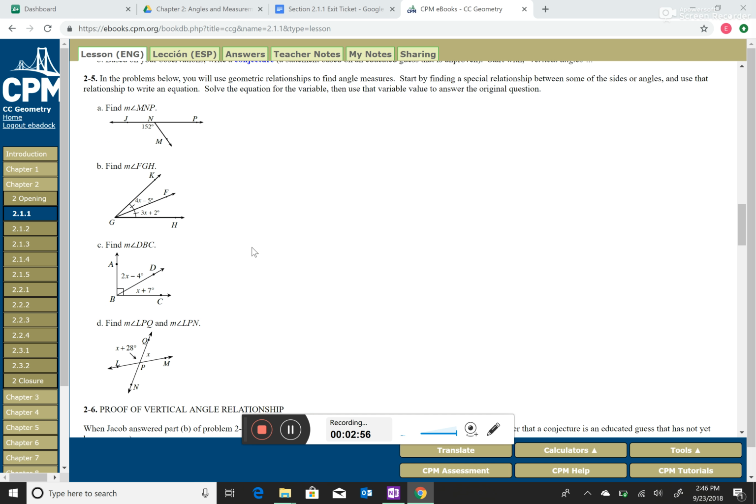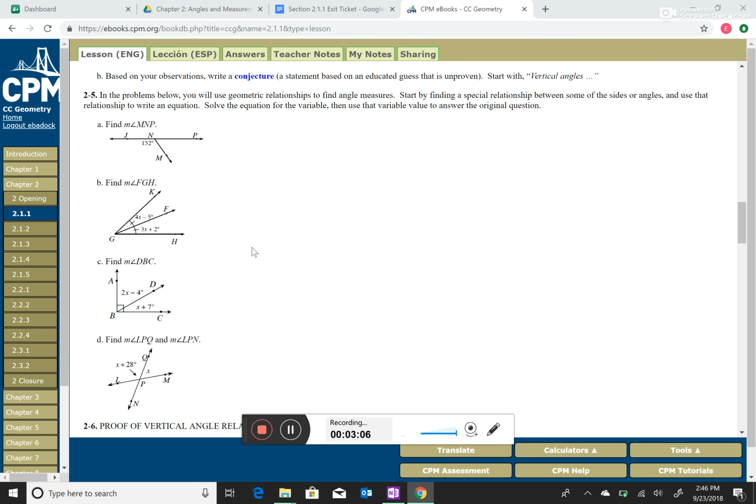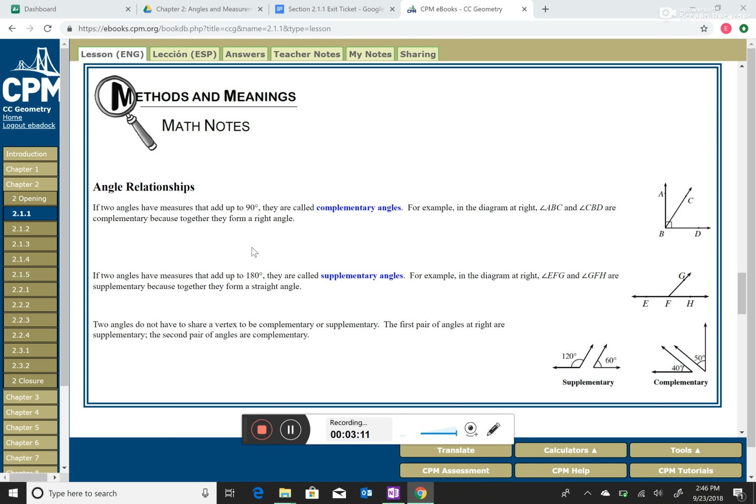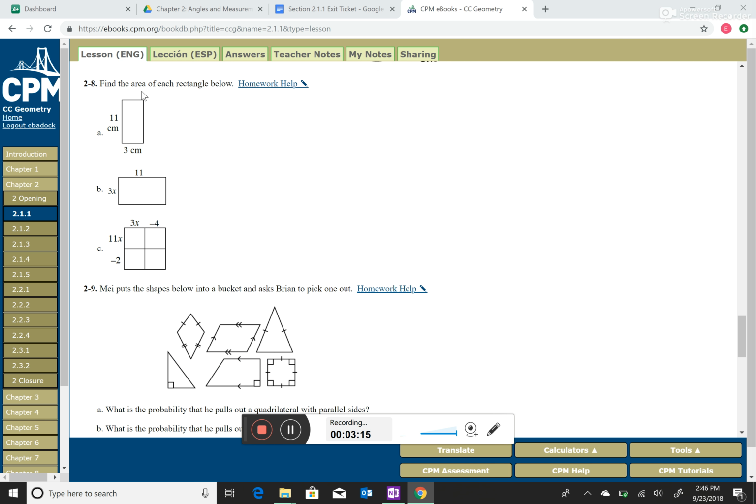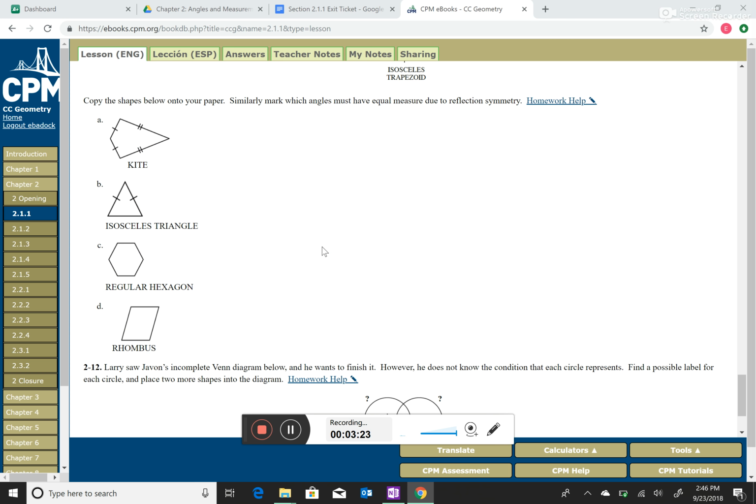Then for question 2.5, we are going to be doing part C and D in this video, and you will be doing A and B as part of your exit ticket to make sure you are understanding what's going on. Then you have your methods and meaning box, which we'll talk about in this video. And you will be doing 2.A part C as part of your exit ticket, as well as 2.11.